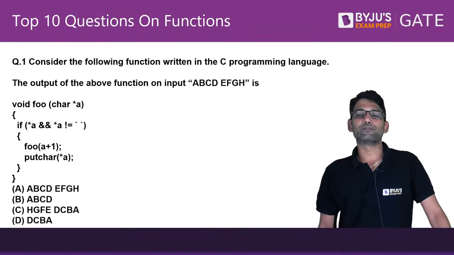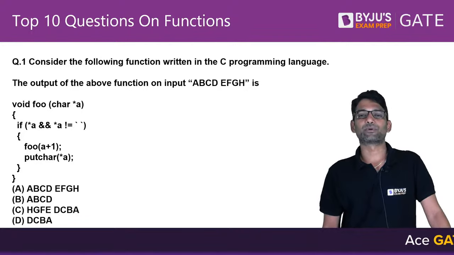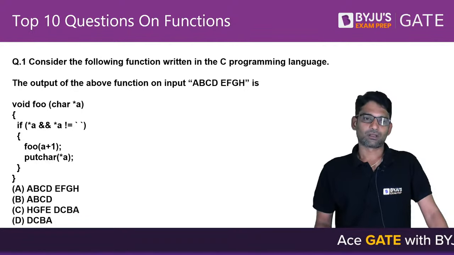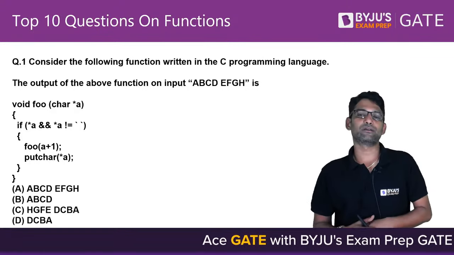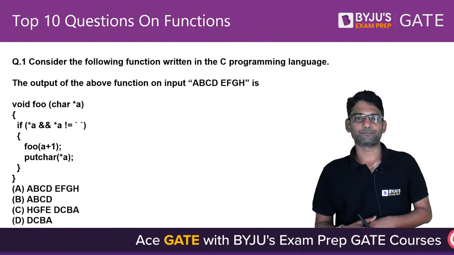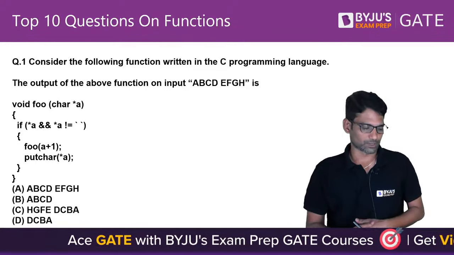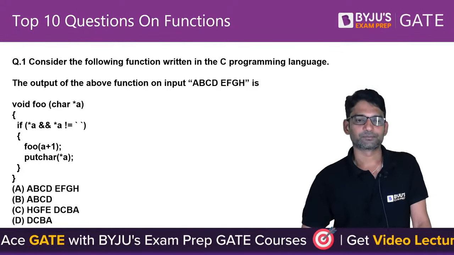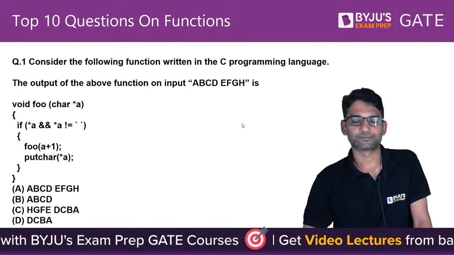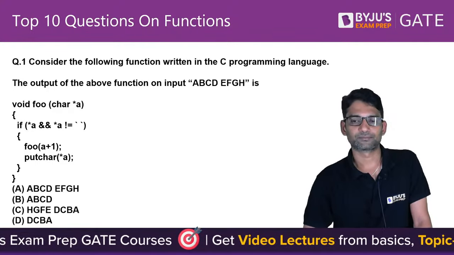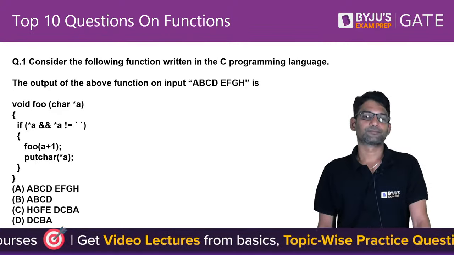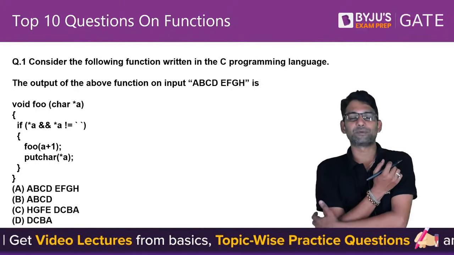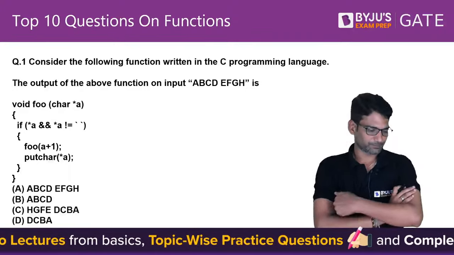Consider the following function written in the C programming language. The output of the above function on input A, B, C, D, E, F, G, H is what? Quickly solve it and give your answer in the chat box.